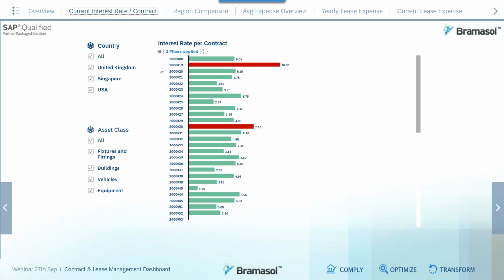I'm going to jump to the drill through to get into another scenario where we're able to look at the interest rates by contract. We have color coding for exceptions here, with anything over 6% highlighted in red. This 10% is standing out to us, so we're going to go into the contract itself and see if that was indeed an error. And there we go. So let's take a look at the contract.